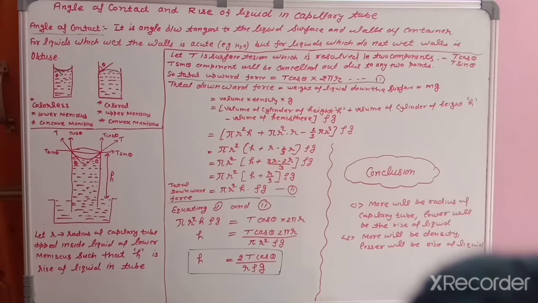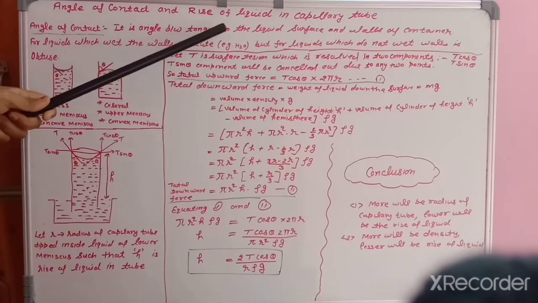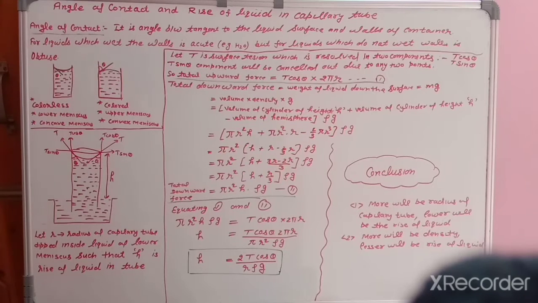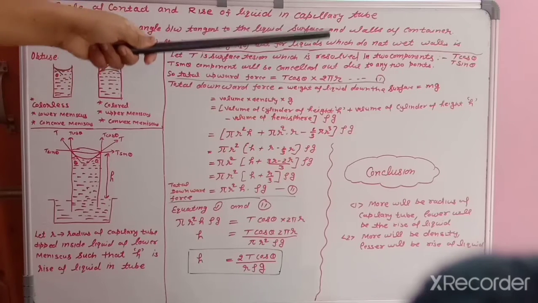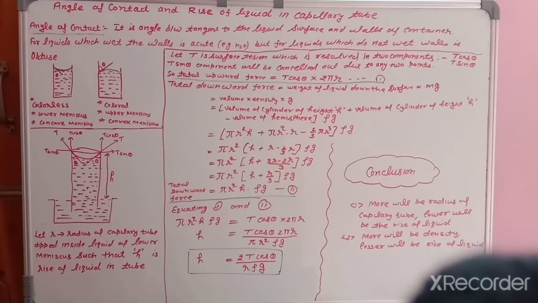So what is angle of contact? Angle of contact is the angle between the tangent to the liquid surface. Tangent means any line which is touching the spherical surface at one point only. I'll tell you with the help of a diagram also. It is the angle between the tangent to the liquid surface and the walls of the container.